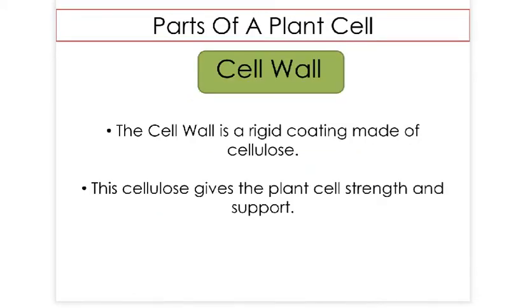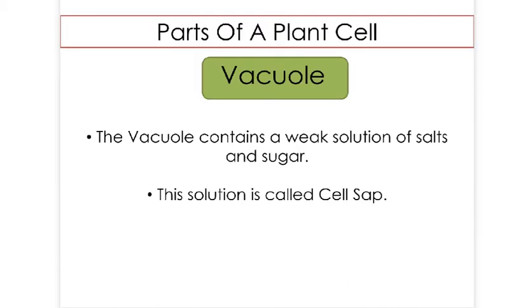The cell wall surrounds the cell membrane, and it is made up of cellulose. Pause the video here and copy the information on the slide. The vacuole takes up a large area of the cell and contains cell sap. Pause the video and copy the information.